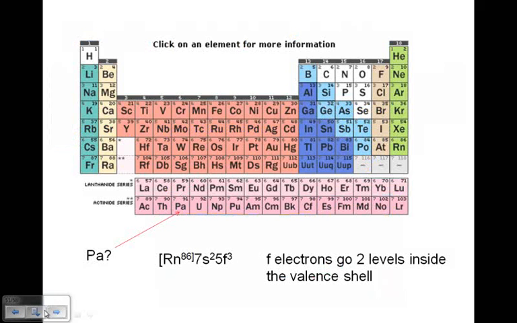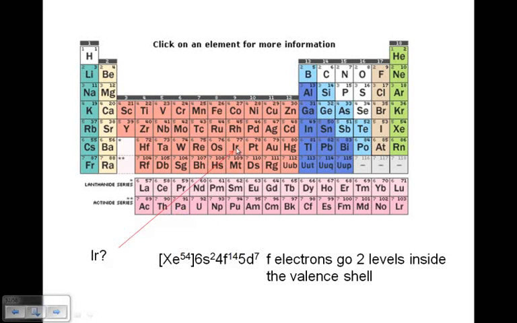So let's say we have Pa, which is down here. So Pa belongs up here, right? This whole block belongs up here, so it's in the 7th row. So it's going to be the same as radon, 86, plus 7s2, plus 5f3. 1, 2, 3. Okay.